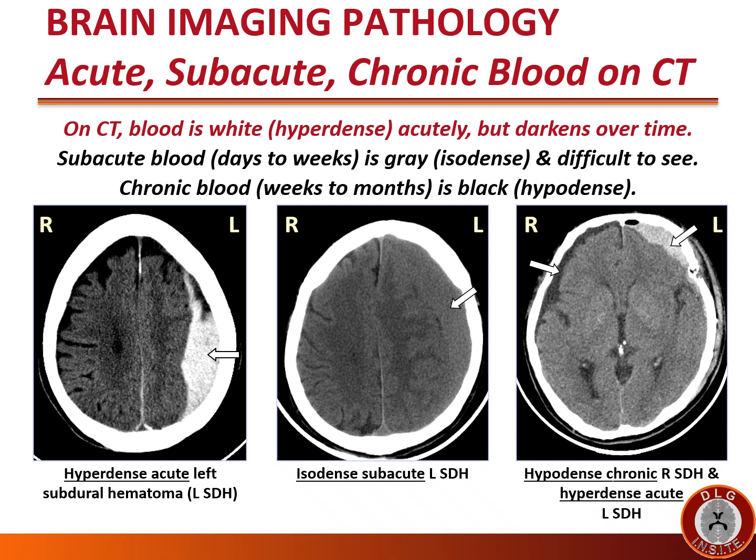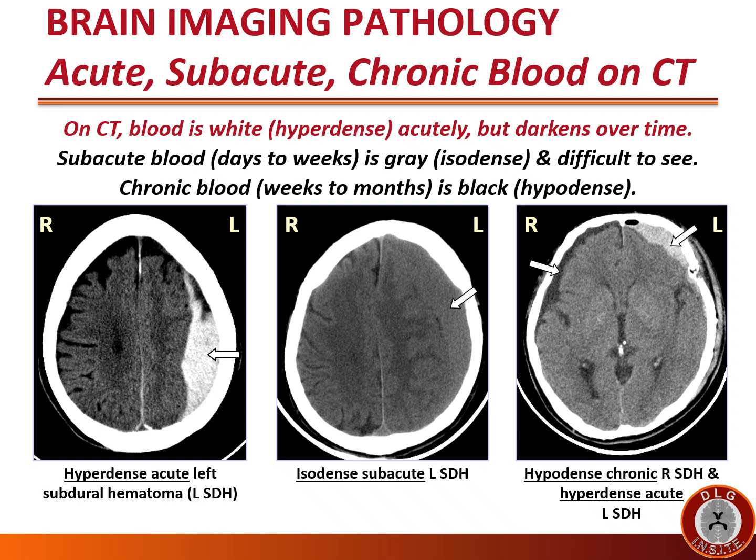These 3 images show the different stages of subdural hematomas. The left image shows a hyperdense white acute left subdural hematoma. The middle image shows an isodense or gray subacute left subdural hematoma. You can see how difficult it is to differentiate the blood from the parenchyma. But notice that the sulci don't go to the edge of the skull. You need to always review the outer parts of the brain when looking at a CT scan.